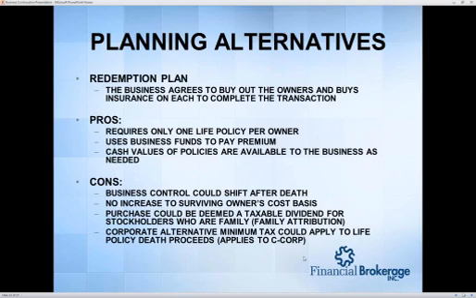Negatives to a redemption plan would be that business control may shift at death. There is no increase in the surviving owner's cost basis because each owner is not making an additional investment. Family attribution, which is a unique rule in family businesses for C Corps, could cause a redemption to be treated as a dividend rather than as a buyout. And finally, life insurance owned by a C corporation could potentially be subject to alternative minimum tax because it's treated as a preference item.